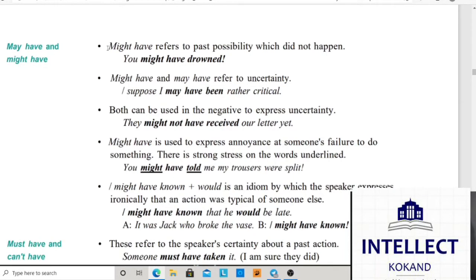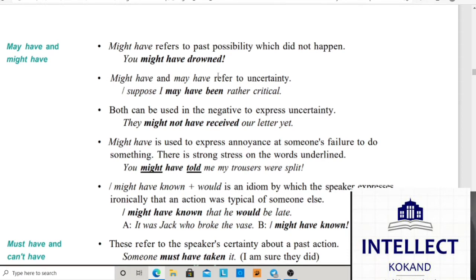May have bilan might have farqi. Might have refers to past possibility which did not happen. Okay, so might have did not happen. But for example, you might have drowned. Cho'kishi mumkin edi. You might have missed the bus if you didn't come on time. So on. Yeah, it didn't happen.